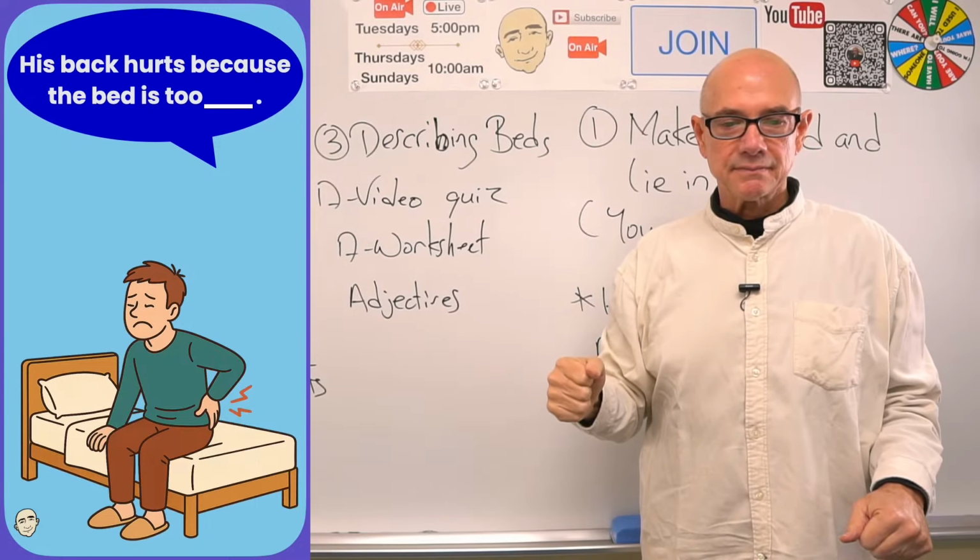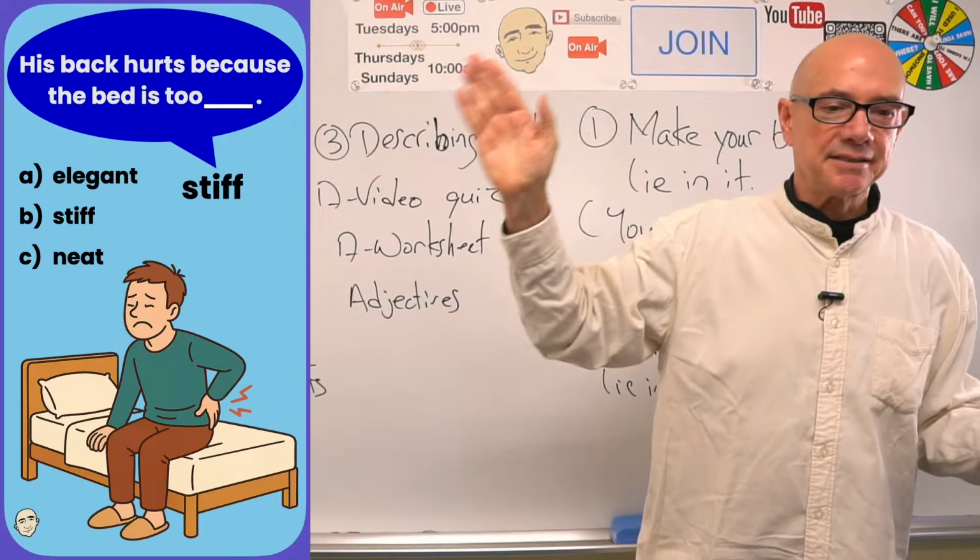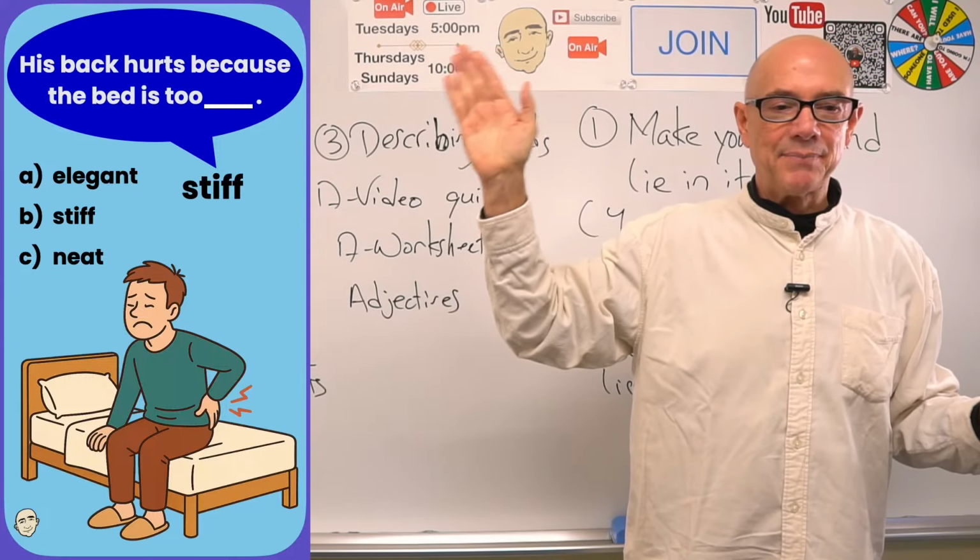Okay, so you guys got it. So stiff. Stiff means hard. There's no flexibility, right? So it's like sleeping on the floor. We have a mattress, we have a bed, and there's some flexibility, and that feels comfortable for us. So the sentence is, his back hurts because the bed is too stiff. Okay, let's go to number 2 now.